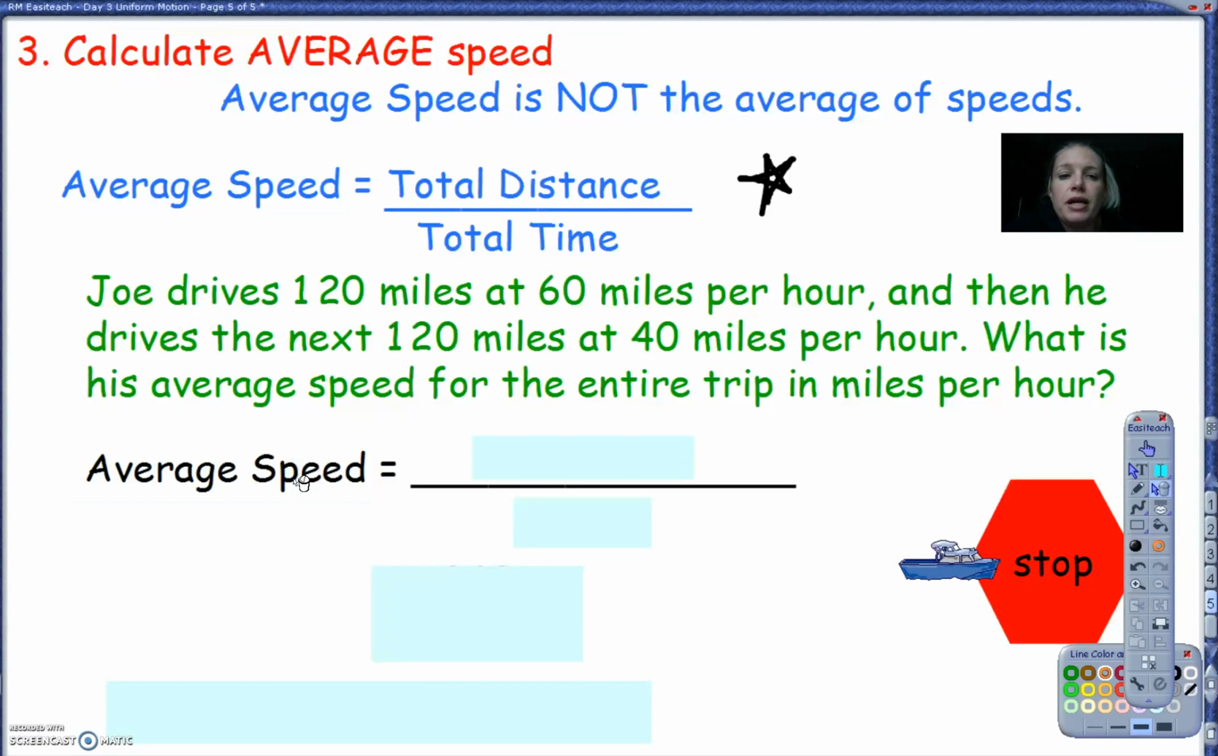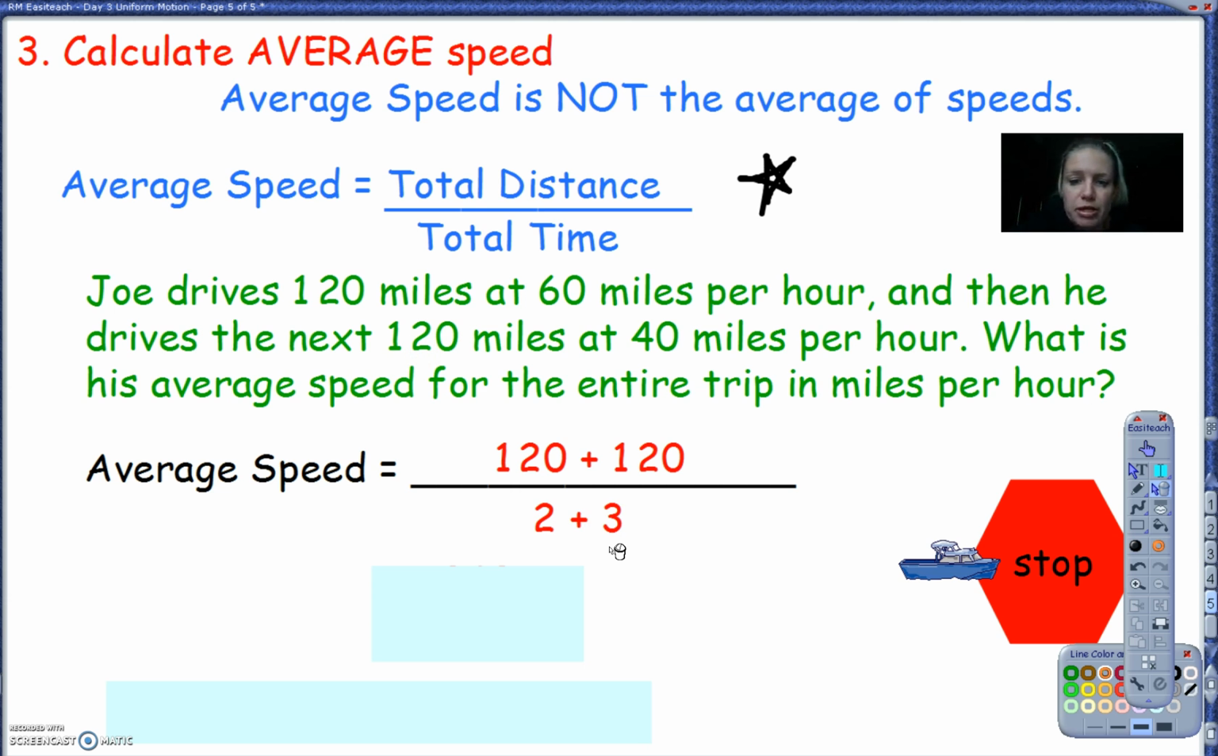the average speed is the total distance. Well, he drives 120 miles and he drives 120 miles. 120 plus 120. Time. These were our speeds, so you're not going to put 60 and 40 on the bottom. We have to figure out our time. If he was going at 60 miles per hour, that would take him 2 hours to go 120 miles. 120 divided by 60 is 2. 120 divided by 40 gives me 3 hours. So we have 2 hours and 3 hours as our time.